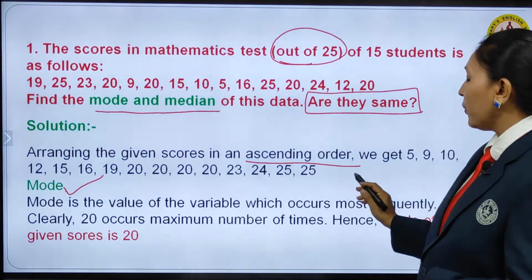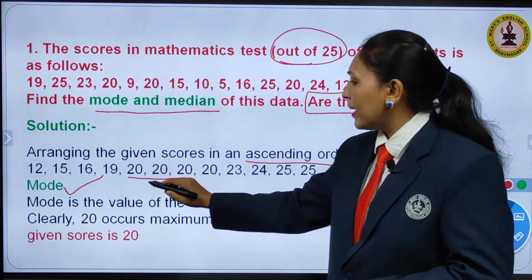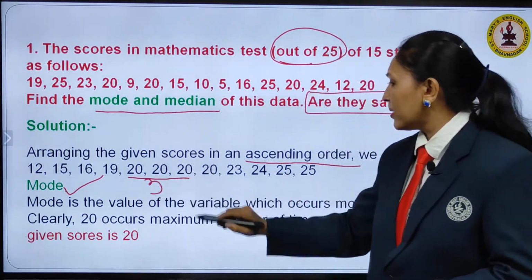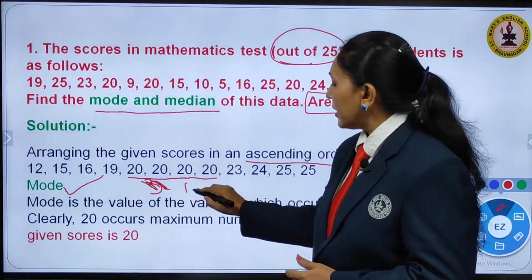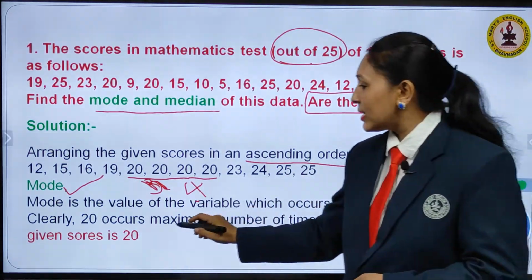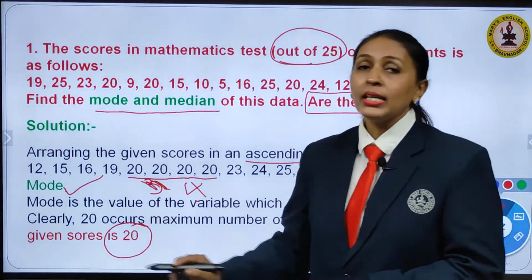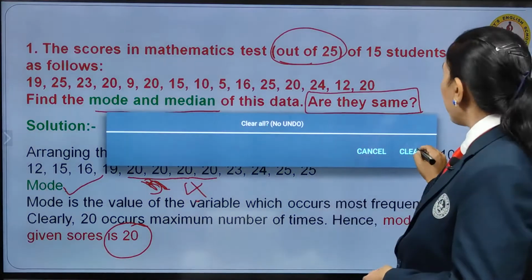From here, what do you think? Which number is repeated more? You can see here 20. That is repeated 4 times children. So you can see here that 20 occurs 4 times. That means 20 is the mode of the given data. Okay. Now let us move to find the median.